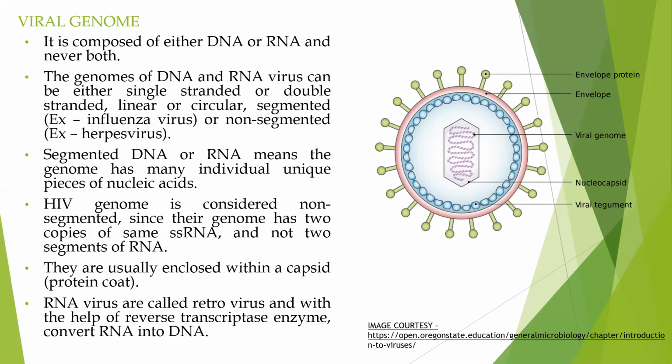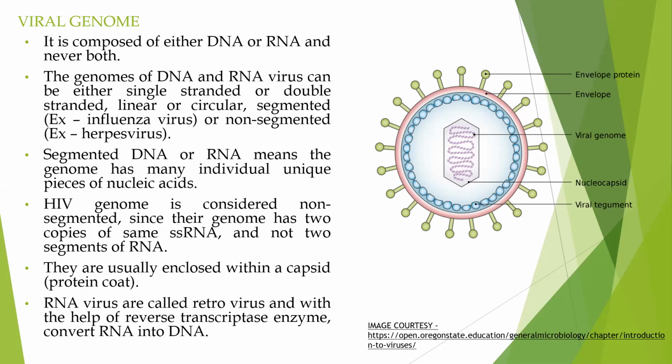Like for example, influenza virus. The influenza virus has 8 single-stranded RNA molecules. So they have a segmented genome. Did you understand? So influenza virus has a segmented genome, which means it has 8 single-stranded RNA molecules, and these are not copies of each other. These are individual unique pieces of nucleic acids. Whereas your herpes virus, it is non-segmented, they have a single DNA molecule.